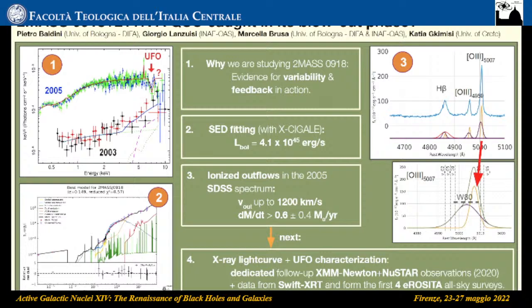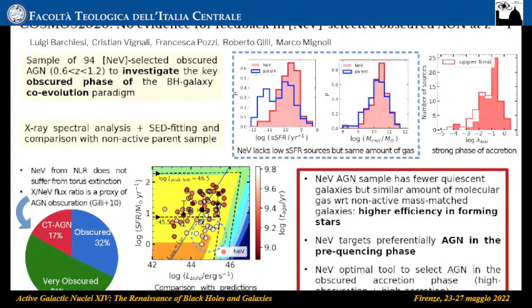But the focus in the next few months will actually be on high energies, as we have dedicated follow-up XMM-Newton and NuSTAR observations that were taken in 2020, through which we will fully characterize the UFO. And with this data together with the original ones and also Swift XRT data and data from the first 4 eROSITA sky surveys, we're planning to build the light curve and to assess whether the obscuration was actually the cause for the variability, or understanding in general what's going on with this source. Thank you for the attention.